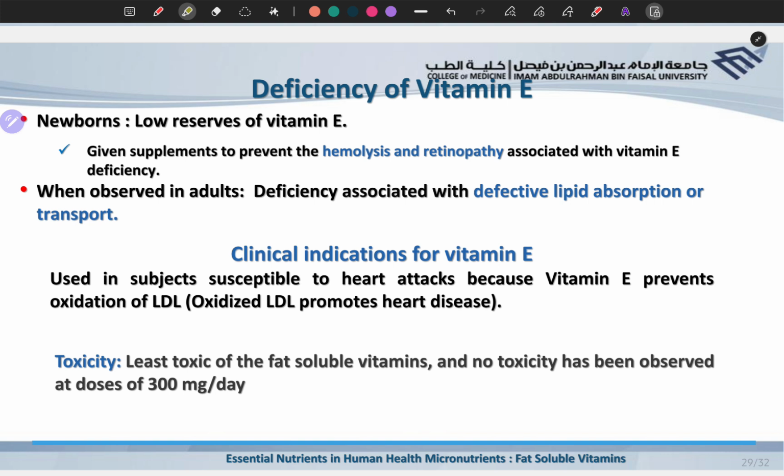Toxicity, as I told you, it is the least toxic of all the fat soluble vitamins. The recommended dose is only 15 milligram, but even at 300 milligram, toxicity symptoms are not seen. So it is the least toxic of all fat soluble vitamins.